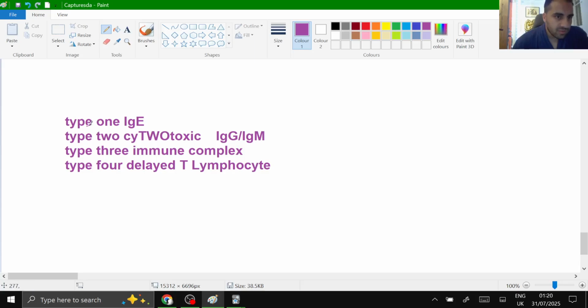We have four types. Type 1 is caused by IgE. This is if you got stung by a bee. Then the IgE will be produced, and there will be lots of histamine, basically anaphylaxis and so on. And then type 2 is cytotoxic, by preformed antibodies, usually IgG or IgM.